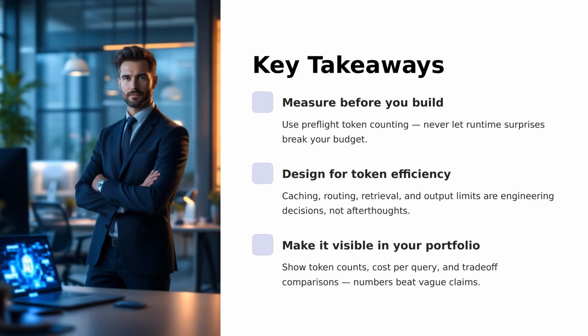Here are the key takeaways. First, measure before you build. Use pre-flight token counting, so token limits or costs don't surprise you at runtime. Second, design for token efficiency from the start. Things like caching, model routing, retrieval strategy, and output limits are core engineering choices. And finally, make this visible in your portfolio. Show token counts, cost per query, and the trade-offs you made, because clear numbers are much stronger than vague claims.